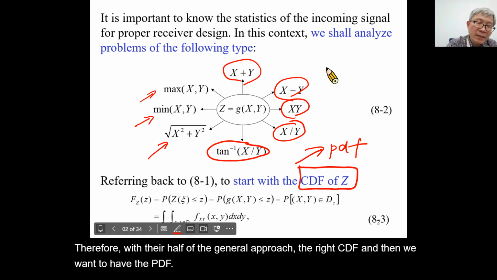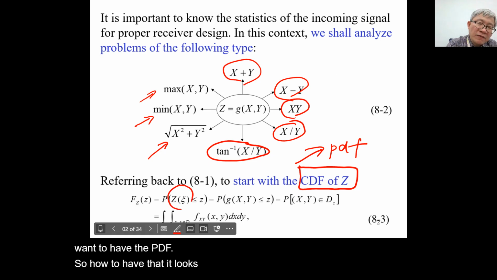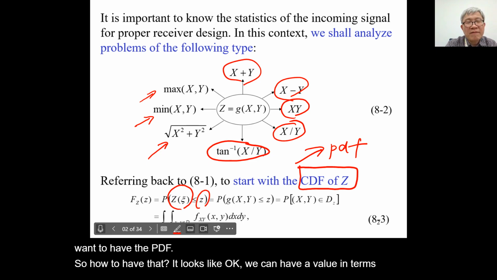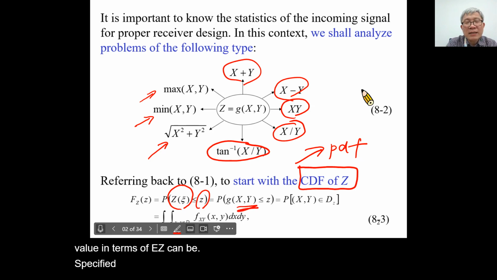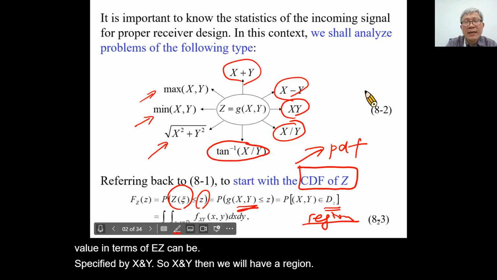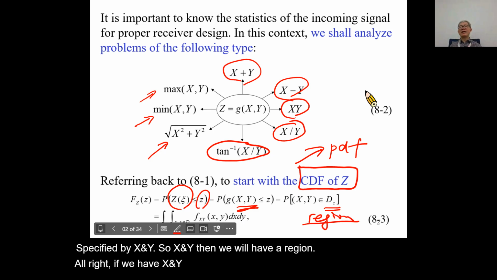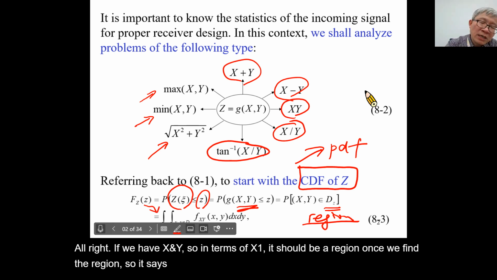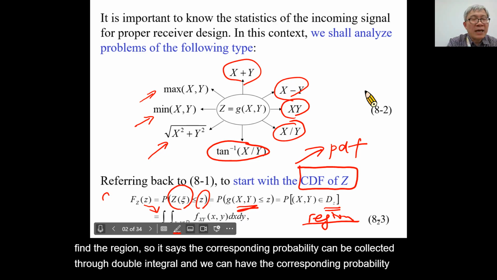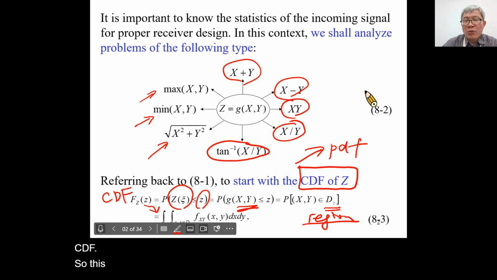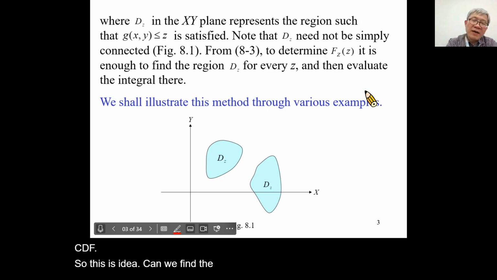So how to do that? We can have a value in terms of Z, but the event can be specified by X and Y, so X and Y will give us a region. Once we find the region, the corresponding probability can be collected through a double integral, and that gives the CDF. So this is the idea. Can we find the region?